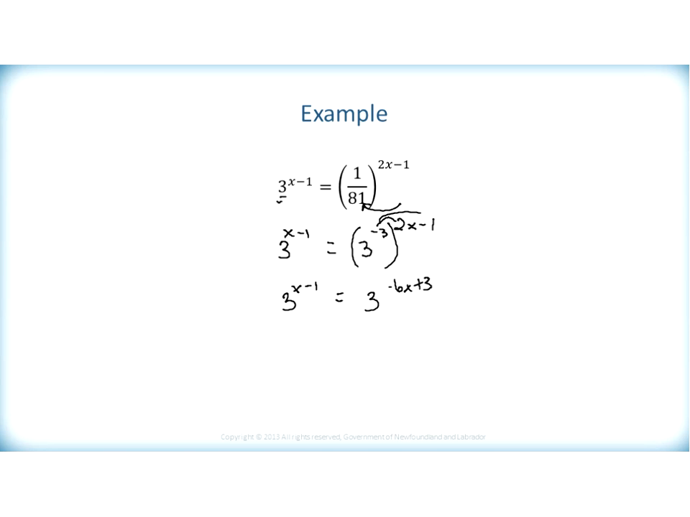Now since we have two powers that are equal to each other, and they have the same bases, we can let the exponents be equal to each other. And so we would have x plus 6x is equal to 3 plus 1, so 7x would equal 4. Therefore, x would be 4 over 7. So that is up until now.